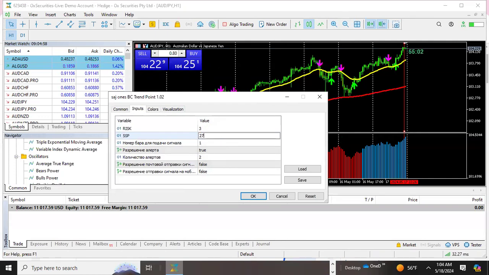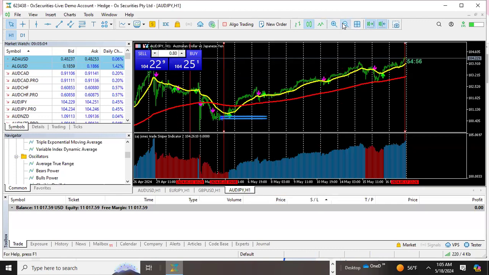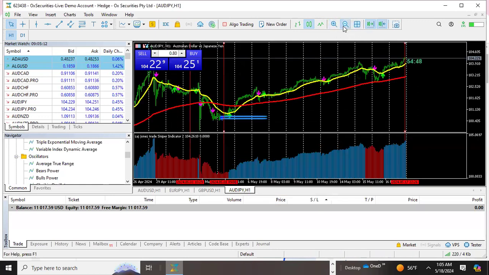So if I hit 27, you have fewer arrows, right? As you can tell, you're getting one arrow, two arrows, three arrows, four arrows, five arrows, six arrows. If you're one of those people that can afford to hold trades for long periods of time, then cool.